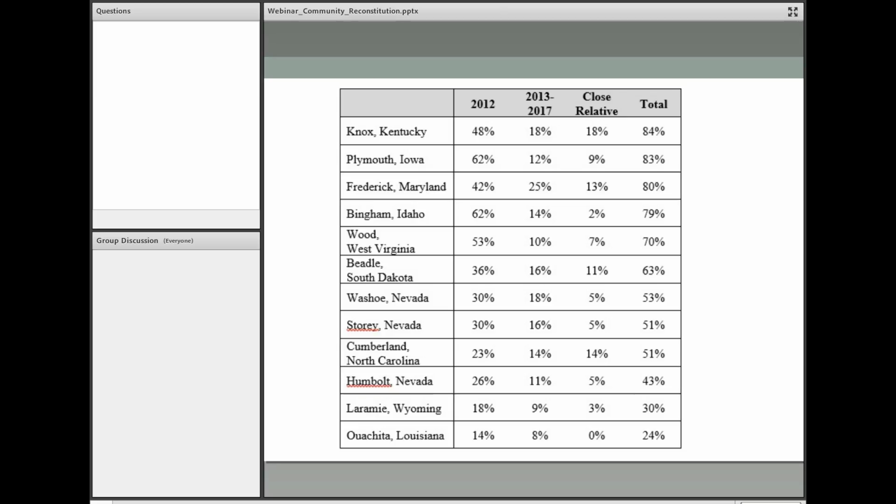And our impression is that people don't realize just how good the family tree is right now. And then the hope is that these community reconstitution projects can actually take a community and make it even better than what we observe here.